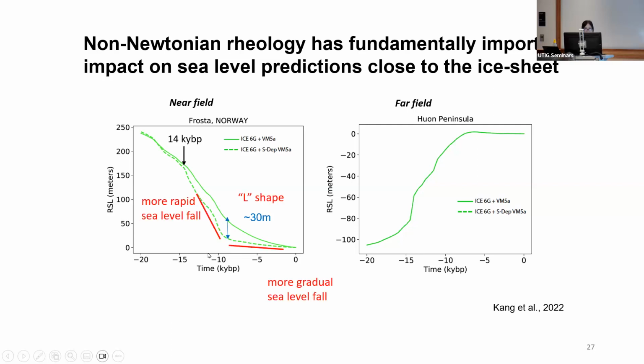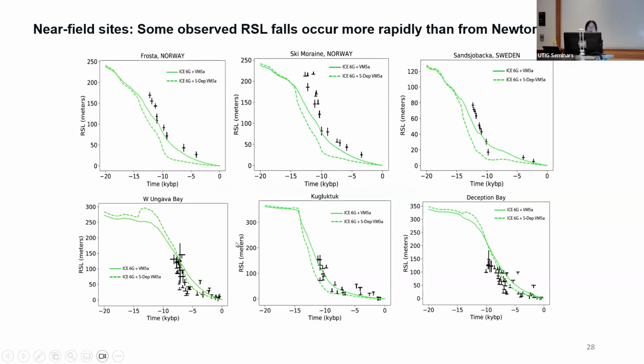And then we can see the non-Newtonian rheology relative sea level predictions have a more rapid sea level fall followed by a more gradual sea level fall. We call this a quasi-L shape in sea level fall caused by this non-Newtonian rheology. And we try to find this feature in the real data. So we just pick some of this data.